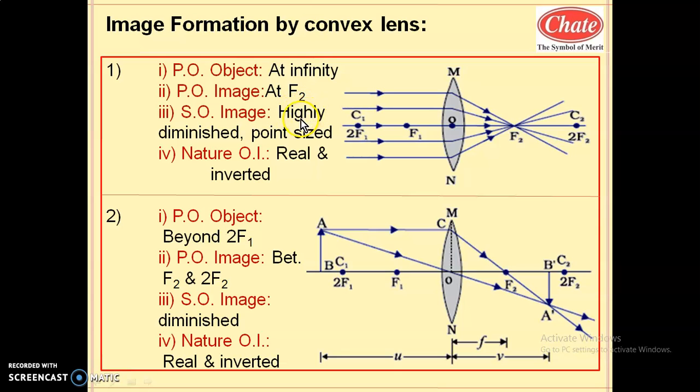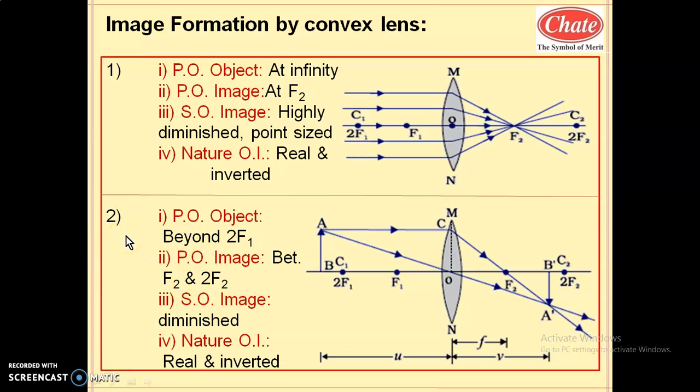How do we get the image? This is the position of object. This is the position of image. This is the size of object. The size of image is highly diminished, point size. What is the nature of the image? The nature of the image is real and inverted, because here the image is formed by the direct intersection of the refracted rays. Hence the image is called real, and it is inverted. So a real and inverted image.